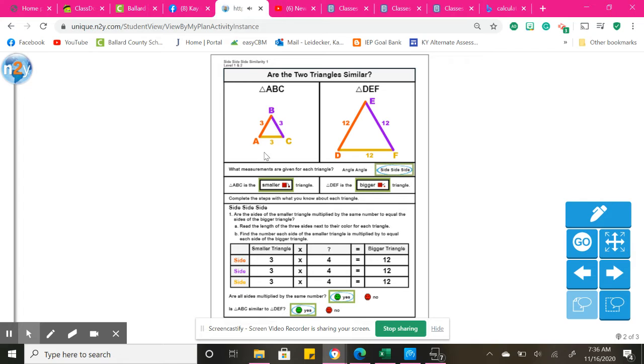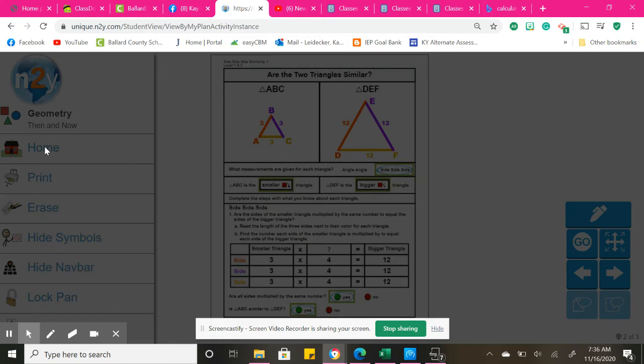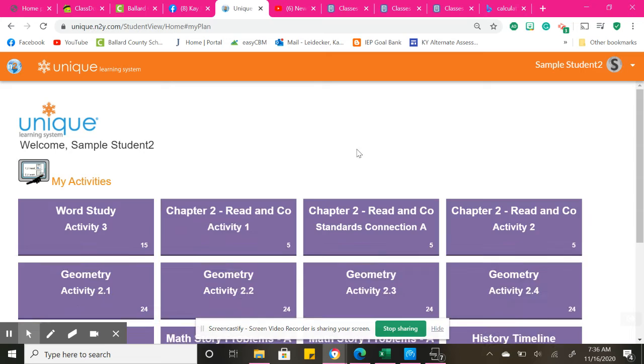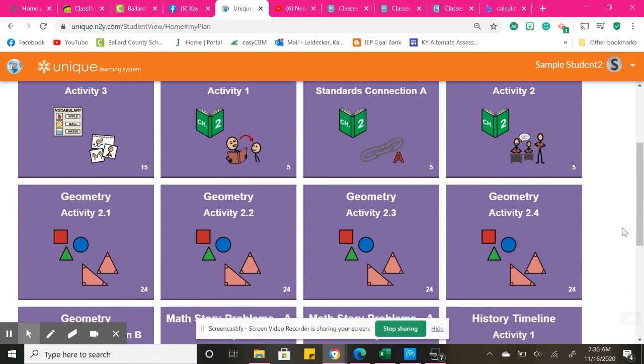And we know that ABC is smaller than this triangle DEF. So we know then that DEF is bigger. And then I went and I multiplied these all across. So it says, are all sides multiplied by the same number? Well, yes, they are all multiplied by the same number. And is triangle ABC similar to DEF? Yes, they are similar. So you will complete that box with either angle, or side, side, side.